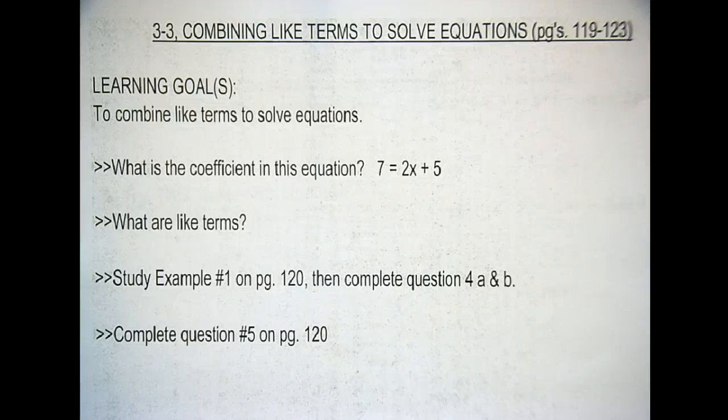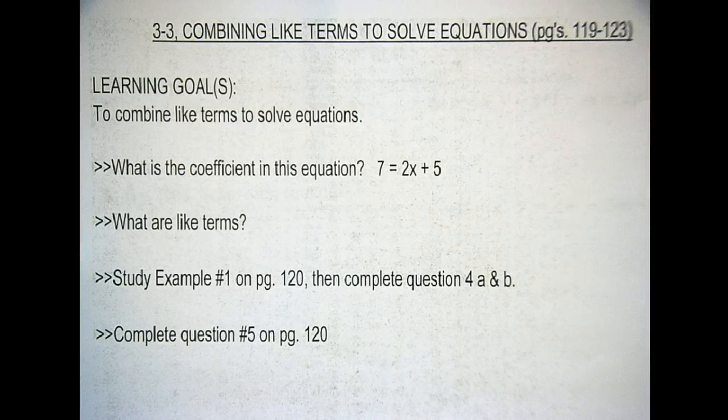Today to begin with, we're doing combining like terms to solve equations. How many know what it means to combine like terms? How many know what like terms are? All right, tell your neighbor what a like term is. Okay, what are like terms? Volunteer. What do we got?